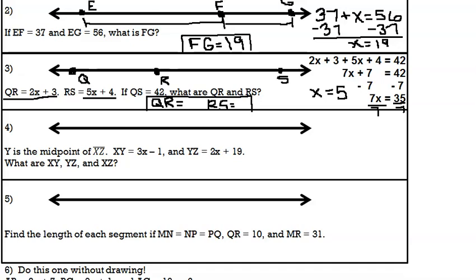So if you were to go back and plug in 5, you would get 2 times 5, which is 10. Remember, we're plugging 5 in for x, now that we know that x equals 5. 2 times 5 is 10, plus 3 is 13. And then 5 times 5 is 25, plus 4 is 29. So QR is 13. RS is 29.